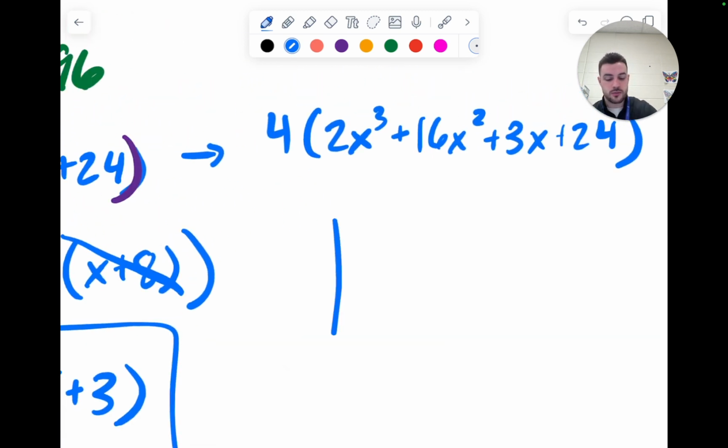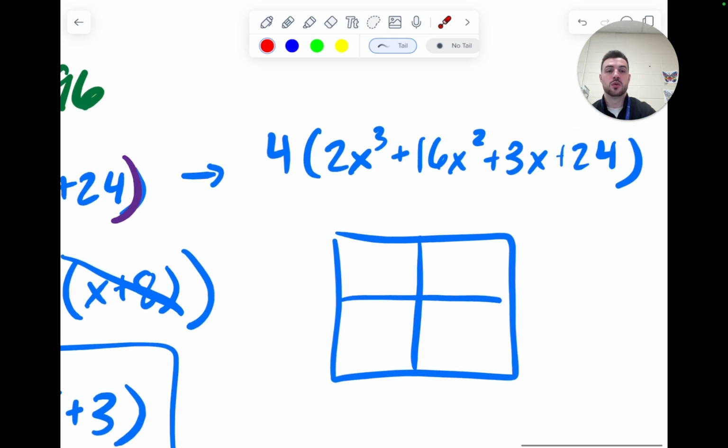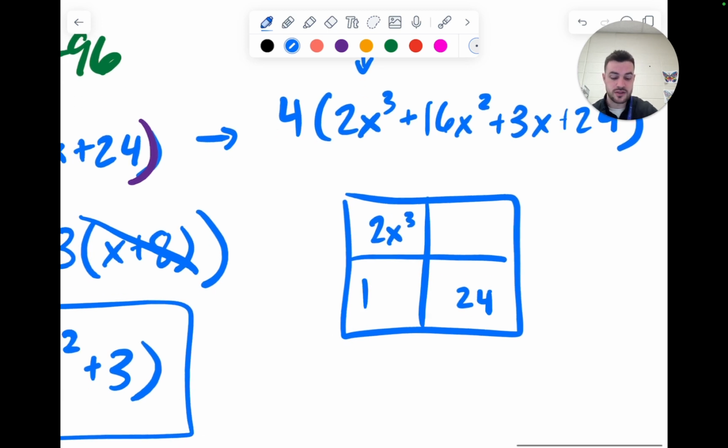So what I'm going to do is I'm going to set up our box, and I'm going to split it into 4 smaller boxes or rectangles. All right, what I want to do is I want to place each one of my terms here inside its own box. Well, the key part is my 2x to the third needs to go in the top left, and then my 24 needs to go in the bottom right. Other than that, it doesn't really matter where my 16x squared and my 3x go. So I could put the 16x squared here and the 3x there, or vice versa. It really doesn't matter.